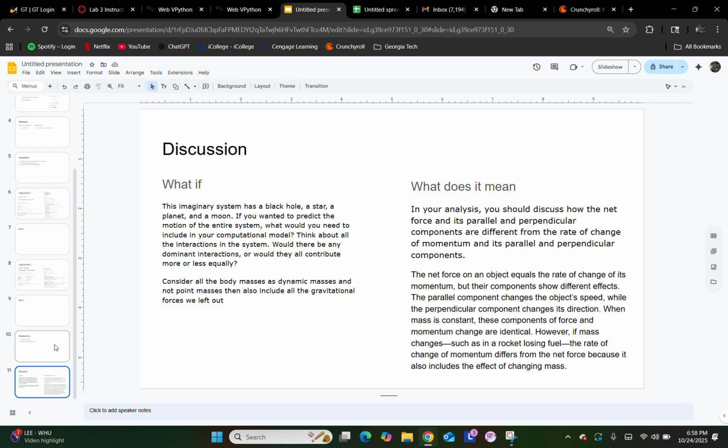And for the what does it mean: like I said, the net force on an object equals the rate of change of its momentum. The components show different effects. The parallel component changes the object's speed, while the perpendicular component changes direction. When mass is constant, these components of a force and momentum change are identical. However, if mass changes, such as in a rocket losing fuel, the rate of change of momentum differs from the net force because it also includes the effect of mass changing.